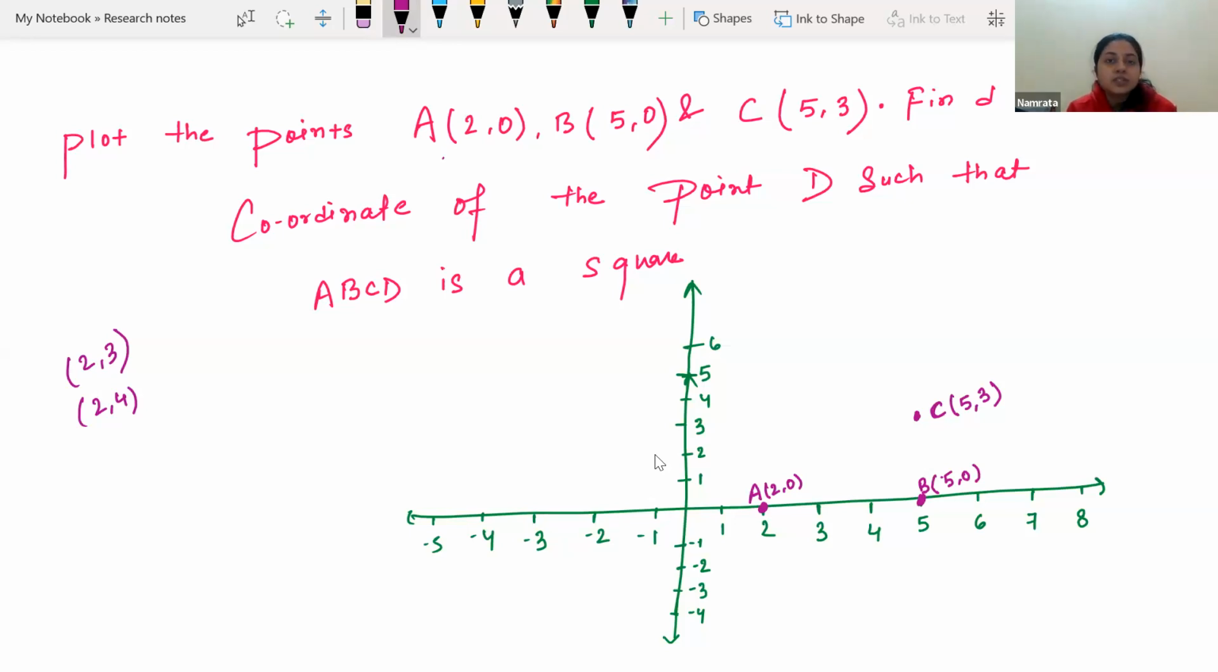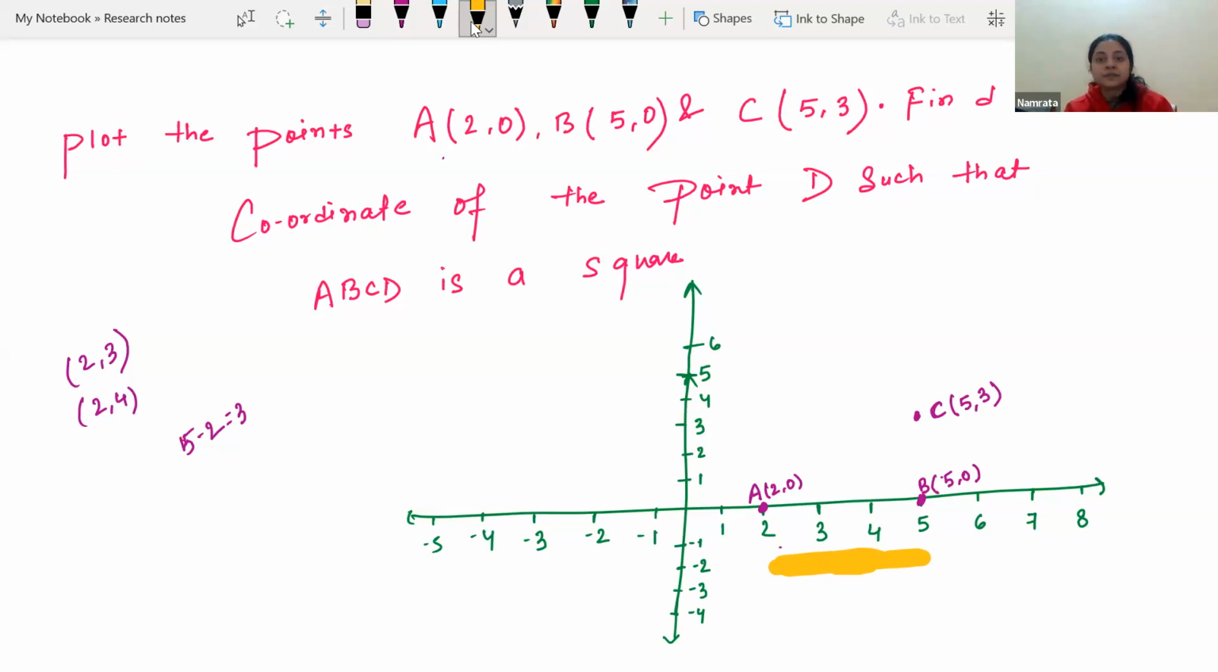We also need to write the coordinate of point D so that ABCD is a square. If ABCD is a square, then all the sides will be of the same length. So what is the length of the side? We can take 5 minus 2. That means 3 units is the length of the side. If you can't understand how 3 units, count 1 unit, 2 units, 3 units. You can see 3 units is the length of one side: 2 to 3 is 1 unit, 3 to 4 is 2 units, 4 to 5 is 3 units.